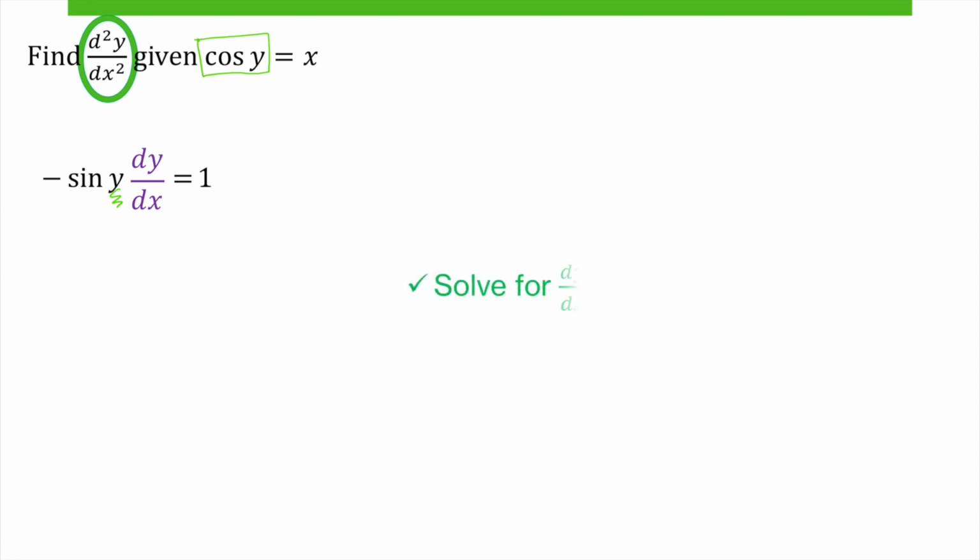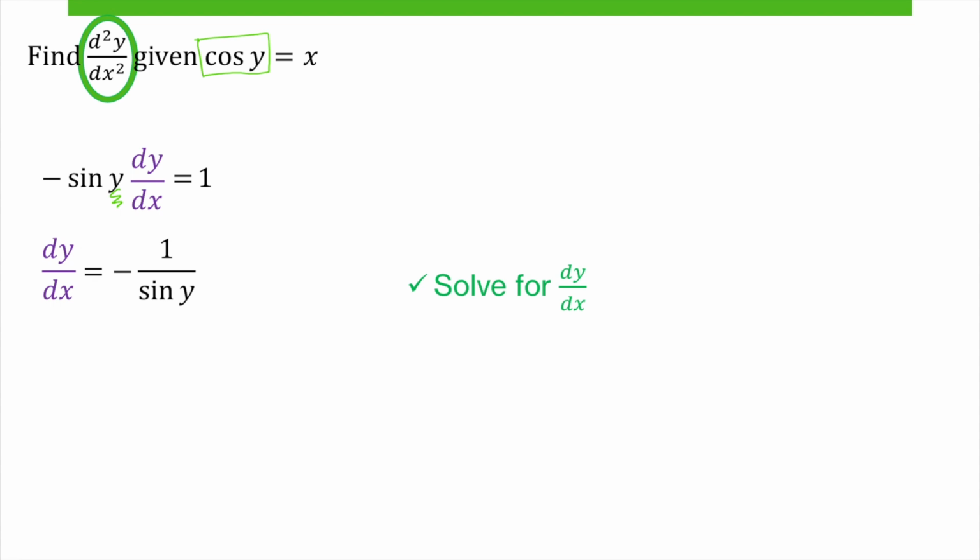All right, we're going to find the second derivative of cosine y equals x. Cosine y is essentially a composite function. So we'll take the derivative of the outside. The derivative of cosine is negative sine. Keep the inside the same. And then the derivative of y is dy dx. And then on the other side, the derivative of x is 1. Now we solve for dy dx.